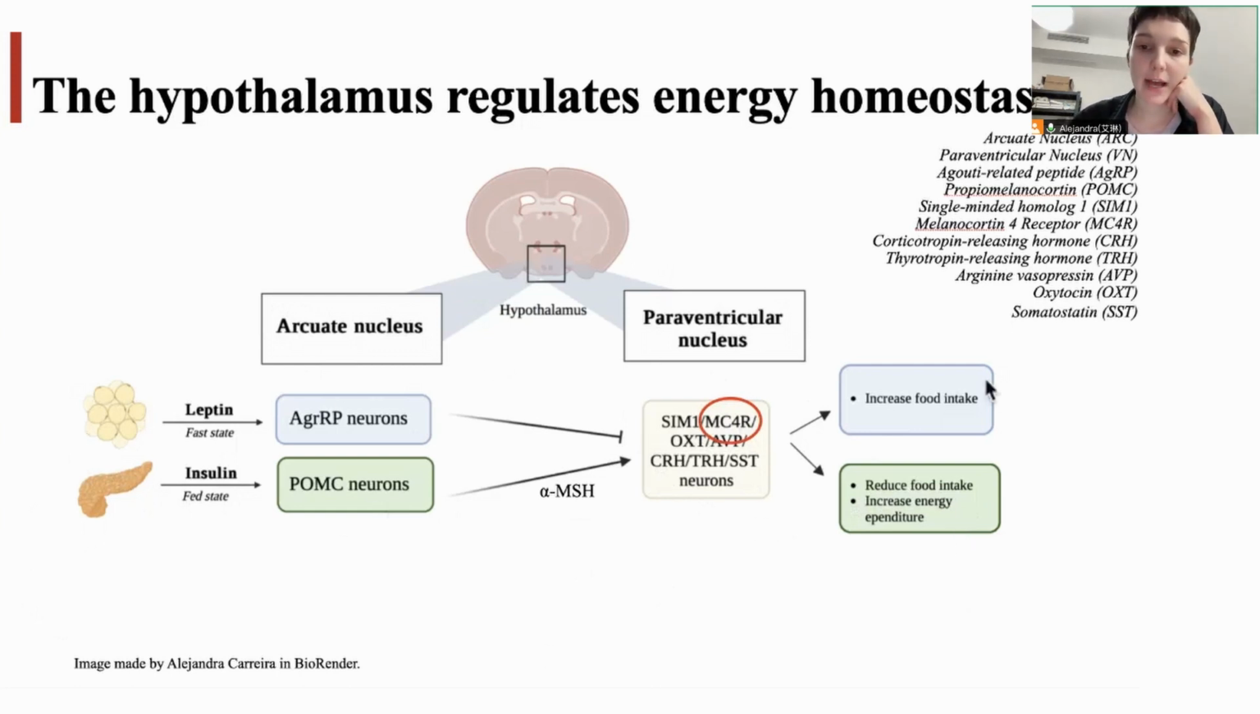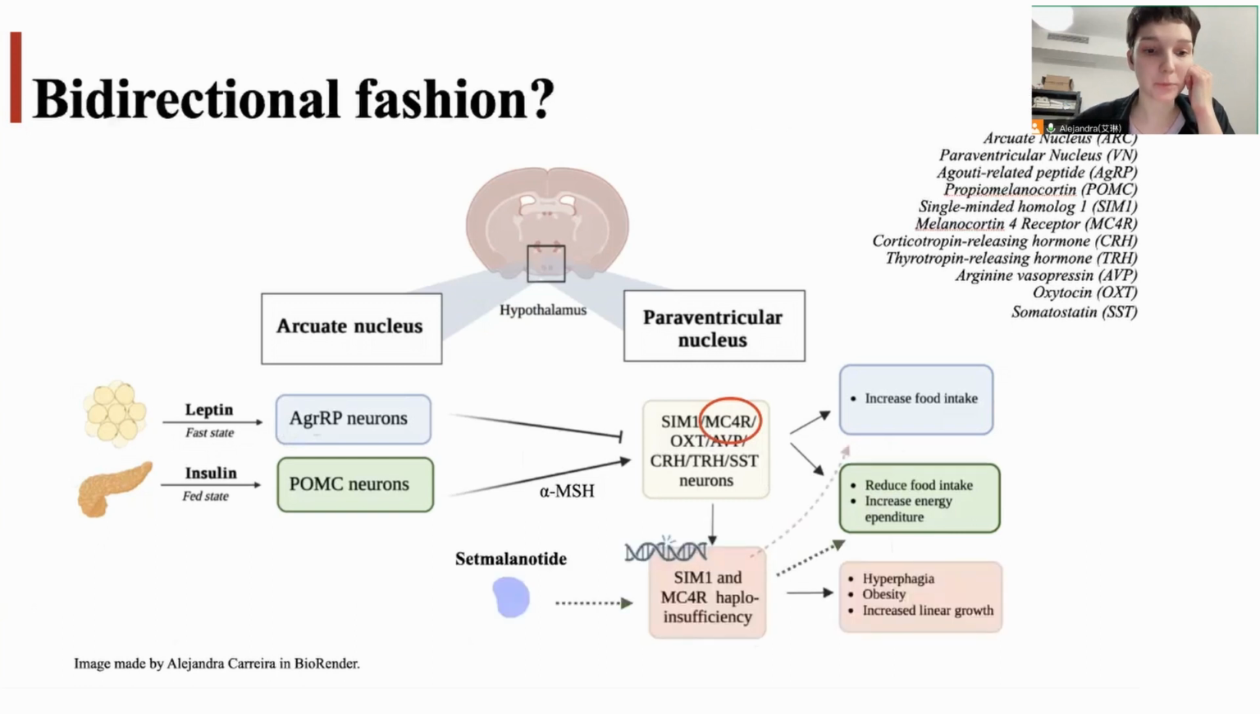So this is known as the bidirectional fashion of this pathway, because one arm reduces food intake and the other one increases food intake. But there is some evidence that suggests otherwise, and we're going to take a look at it as well.